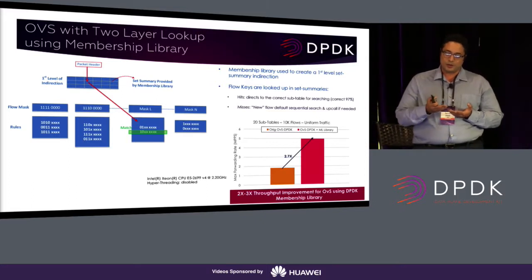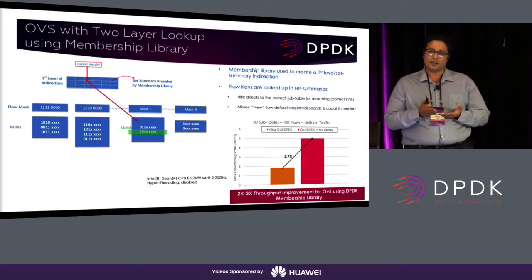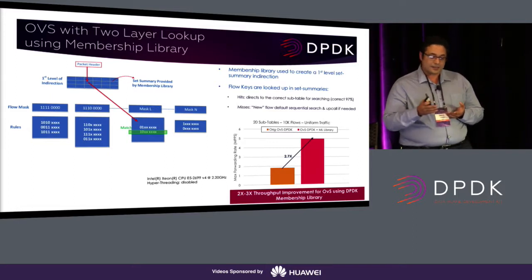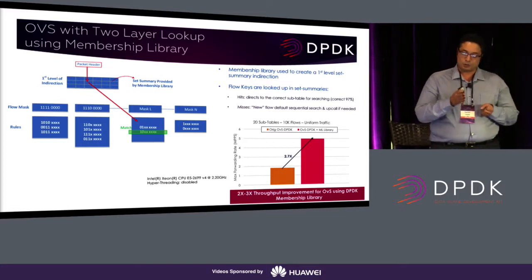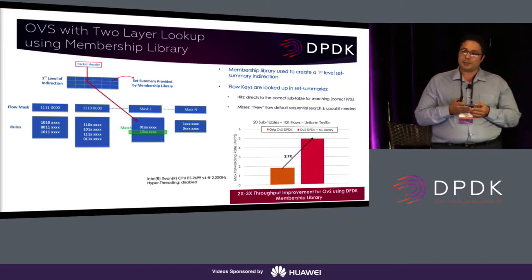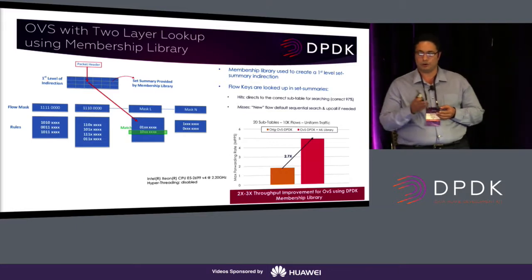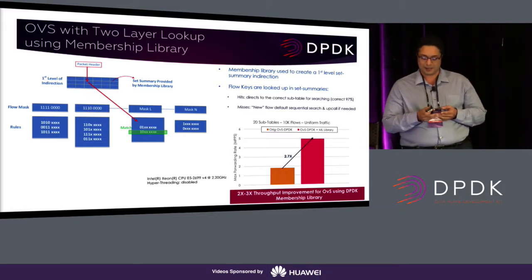But because most of the time you are going to one subtable directly, you get the speedup of 2 to 3x. And this result is based on 20 subtables, when you have 20 of these masks, and the number of flows is 10K flows. And your traffic is uniform, so it can hit any subtable at any time.